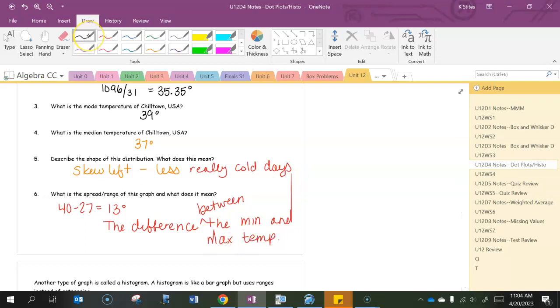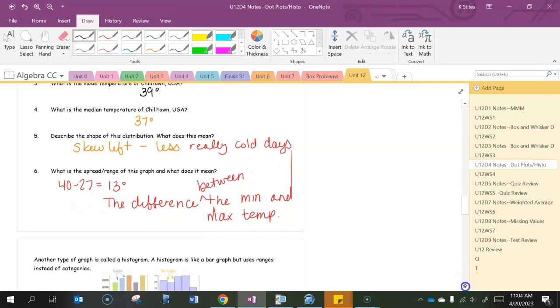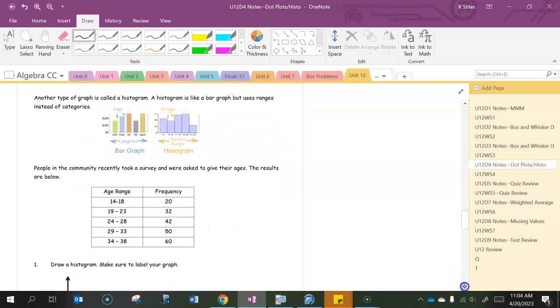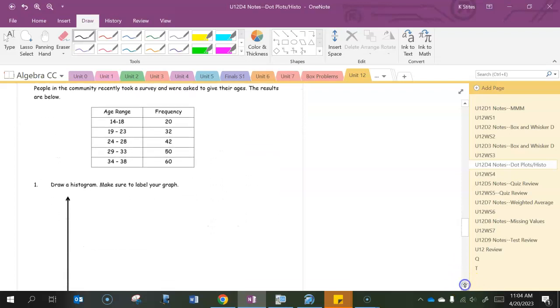Okay. All right, so the next type of graph we're going to talk about is called a histogram. And a histogram is like a bar graph, but it uses ranges instead of categories. So for example, people in the community recently took a survey and they were asked to give their ages and the results are below.